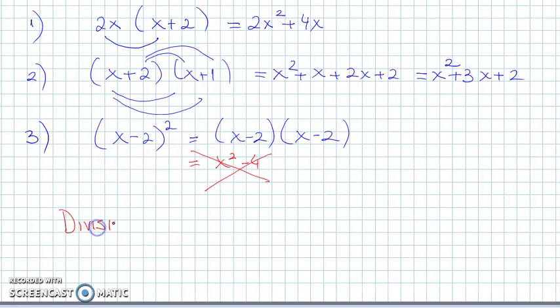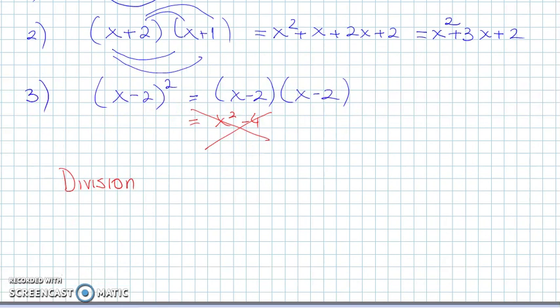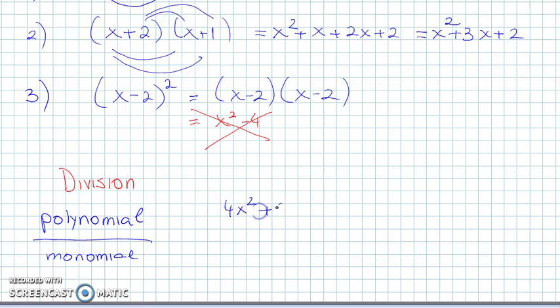The last thing that we are going to look at is division. Division, we have two parts. One is if I have polynomial, which means many terms, divided by monomial. So let's say 4x squared plus 2x plus 8 divided by 2. So if you want, again, you can rewrite it like this, but only if you have one term in the denominator.